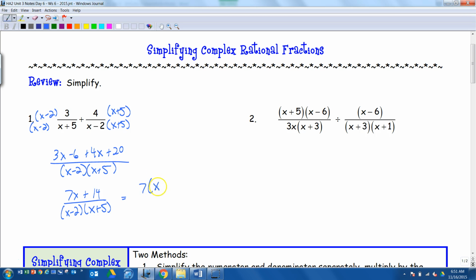In this case, we actually can. However, it doesn't lead us to canceling anything. So, this would be the final answer. Okay. So that's adding. Subtracting works the same way. Division is like multiplication. You just flip the second piece. So, and then multiply.